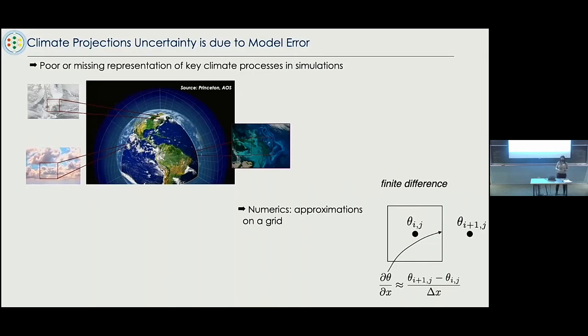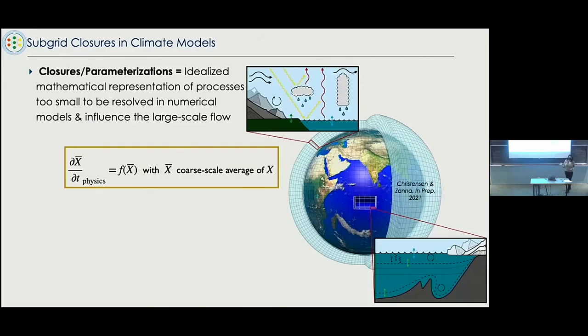Again, when you integrate them, we'll have some errors associated with it. So the uncertainty in projection is, to first order, due to model error over the next few decades. Two of those sources of model error: one is numerical, and the other is processes that we don't parameterize or parameterize poorly. So the way we've done closures and parameterizations for many years, for decades actually quite successfully, is trying to come up with simple representations of all those processes: clouds, turbulence, mixing, and so on and so forth.